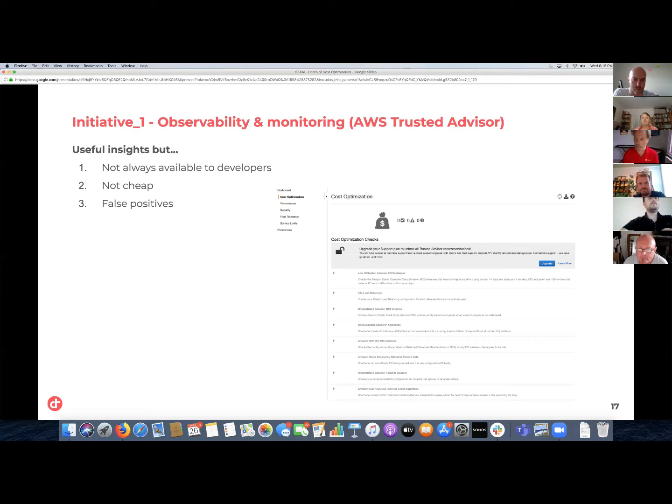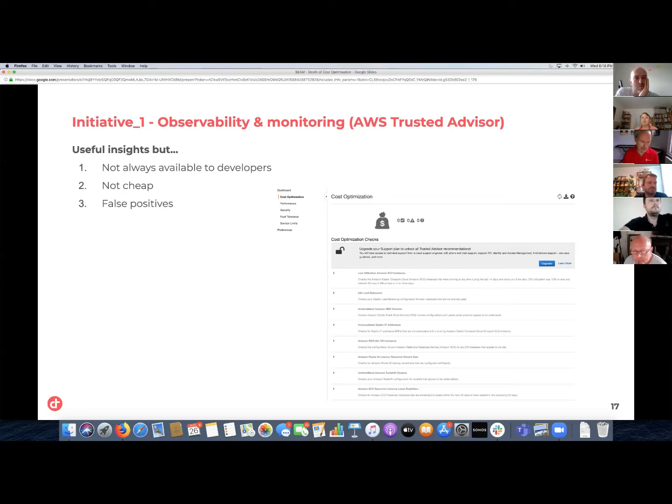So in a large enterprise with hundreds of accounts and thousands of developers, enterprises tend to switch off a lot of this functionality. They don't want every Tom, Dick, and Jane to be able to run Trusted Advisor because it costs money. So they'll turn off this functionality. So it's actually not even available to you. It will only be available to a FinOps team, for example. It's not cheap, and it gives you a lot of false positives.